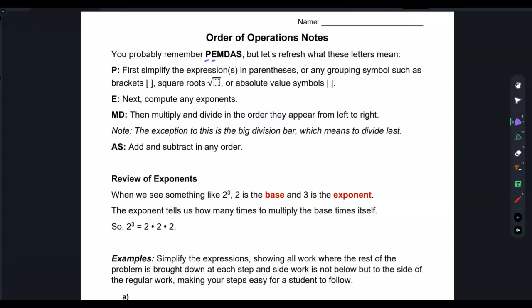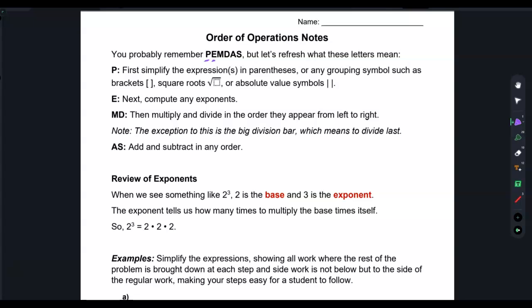So apply any exponents. For example, if we had something like 2 to the third, in that expression we would say that 2 is the base and 3 is the exponent. And the exponent tells us how many times we are repeatedly multiplying the base. So 2 to the third is the same thing as saying 2 times itself 3 times, or 2 times 2 times 2.